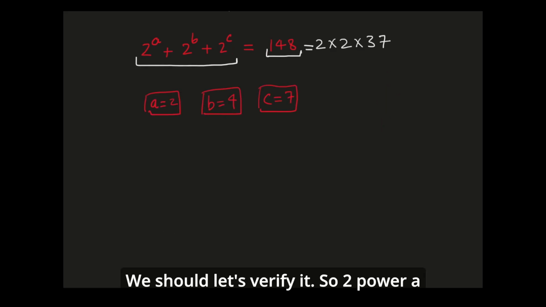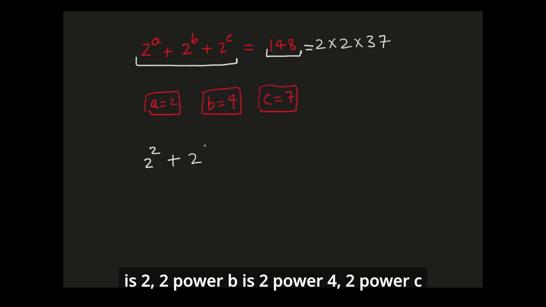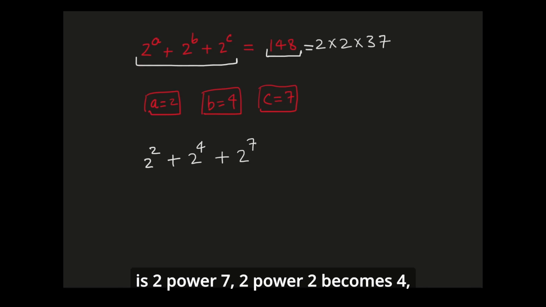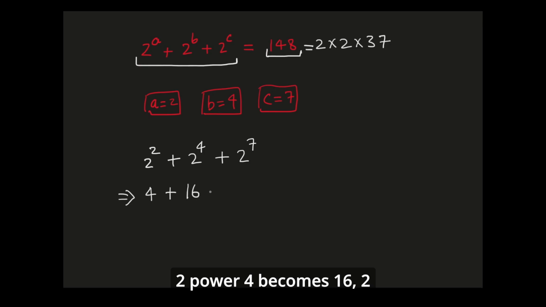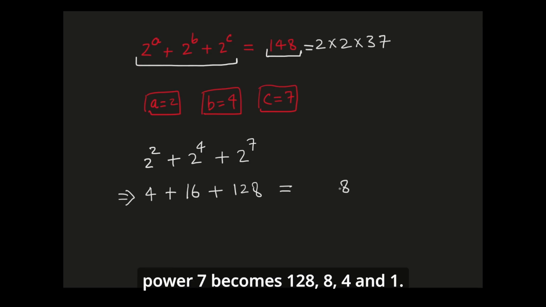So this suggests that c should be equal to 7. Let's verify it. 2 power a is 2 power 2, 2 power b is 2 power 4, 2 power c is 2 power 7. 2 power 2 becomes 4, 2 power 4 becomes 16, 2 power 7 becomes 128, and 128 plus 16 plus 4 gives 148.